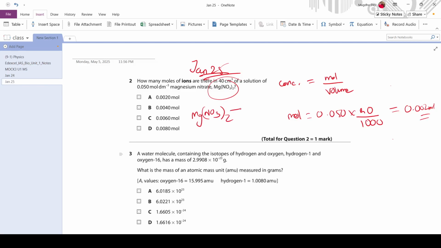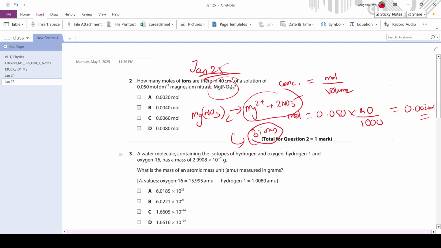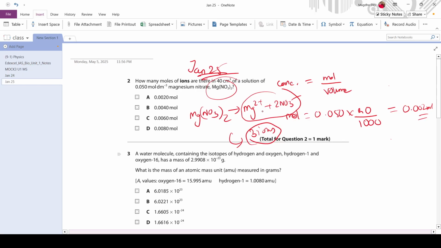Mg(NO3)2. So what happens in the solution? Well, the whole thing dissociates into Mg2+ and 2NO3-. So in total, how many ions do we have here? We basically have three ions in total, two nitrate and one magnesium. So total, three ions are there. So they're basically telling you how many moles of ions are there in this solution. So since we know each formula unit contains three ions.